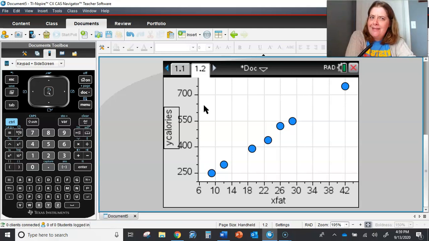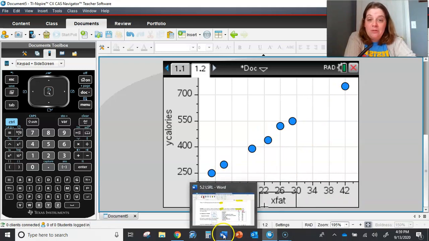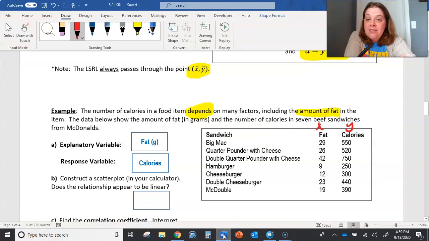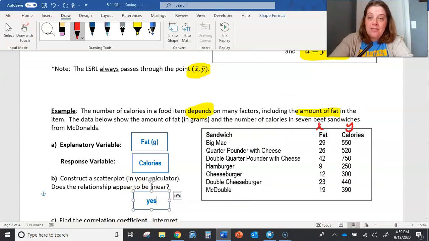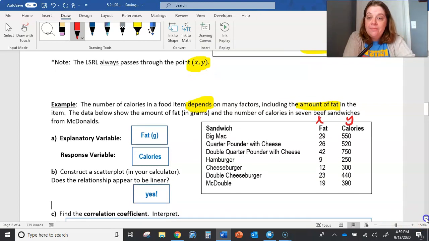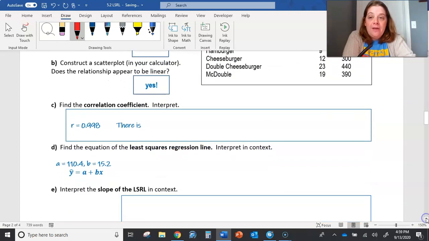Does this look linear? Yeah, a lot. I mean, this is great. Now, it's not perfect, but that is a very strong, positive, linear relationship. All right, so does this appear to be linear? It sure does. Yes, it looks like a very strong, positive, linear relationship. So find the correlation coefficient. Now, anytime you see that correlation coefficient, you're going to think r, okay?